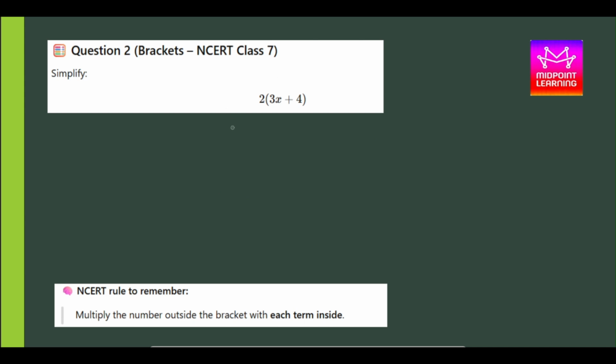Let's solve the next question. So here we have to multiply each term inside the bracket by 2, right? So we have to understand what the bracket means, right? The 2 outside the bracket here has to be multiplied by every term inside. So how can we write this? We can write it as 2 times 3x plus 2 times 4. This is what the bracket means here, right? So 2 times 3x is 2 times 3 is 6 and x, plus 2 times 4 is 8, correct?